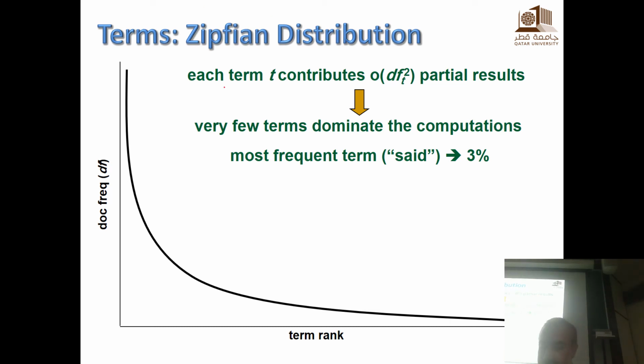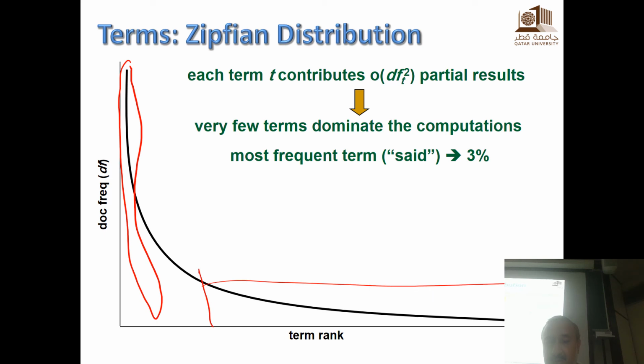Few terms have very high document frequency, and most of the terms don't have high frequency. This is typical in text documents. So, very few terms dominate the computations.